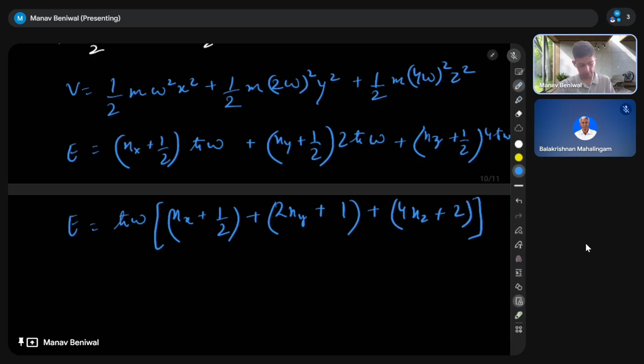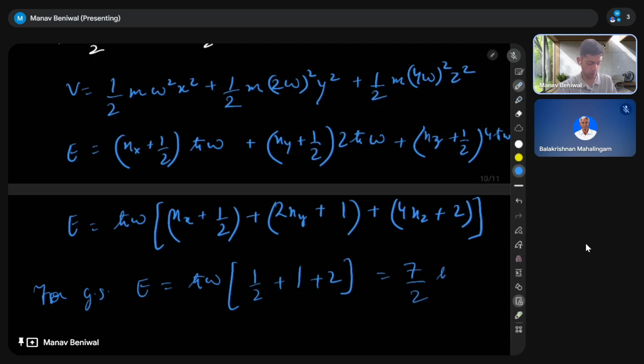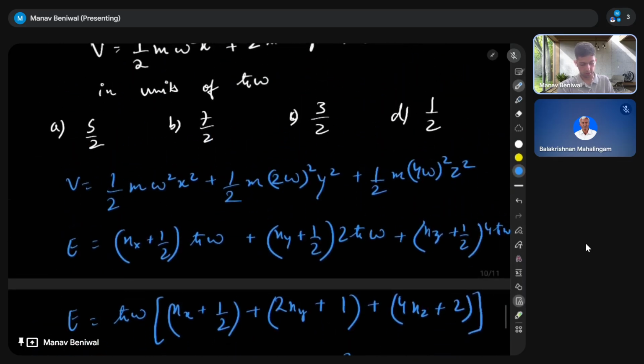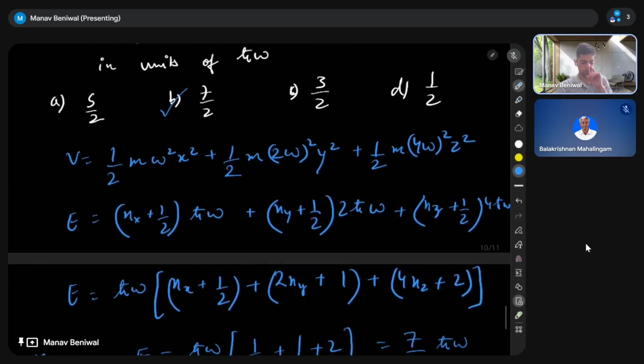So this is the energy that we have. Now for ground state, put all of the n's to 0. So here we will have h cut omega, and this will be just half plus 1 plus 2. So this is 3 plus half h cut omega, which is nothing but 7 by 2 h cut omega, which means option B.